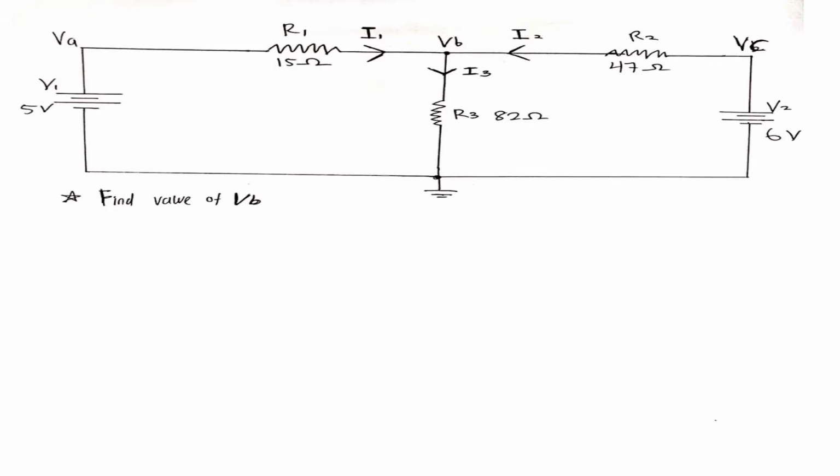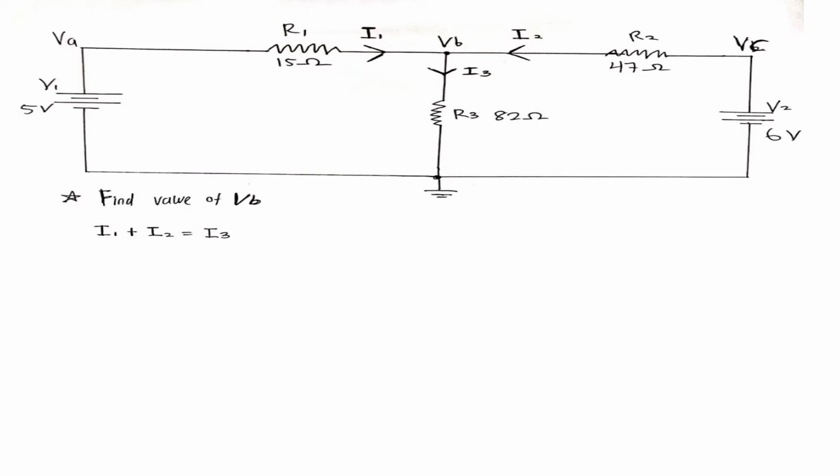Kirchhoff's current law is described as the total current that enters the junction equal to the total current leaving the junction. In this circuit, I1 and I2 are the currents entering the junction, and I3 is the total current leaving the junction or node. So that's why we got the KCL equation, which is I1 plus I2 equal to I3.